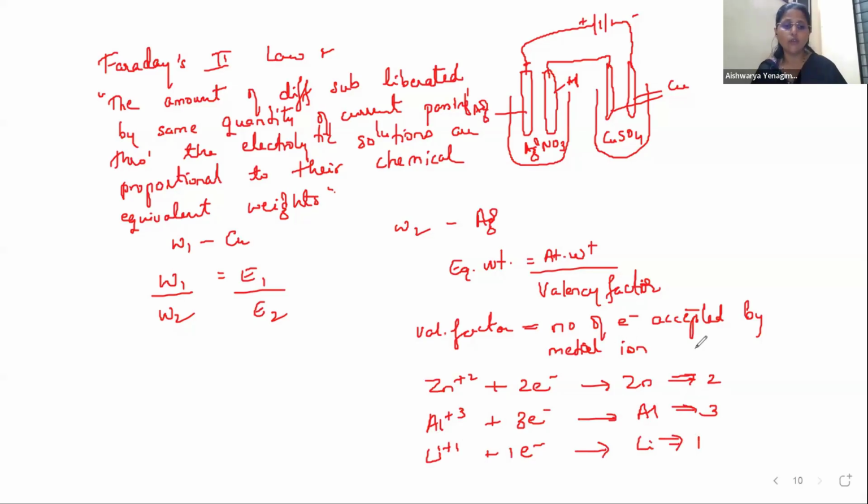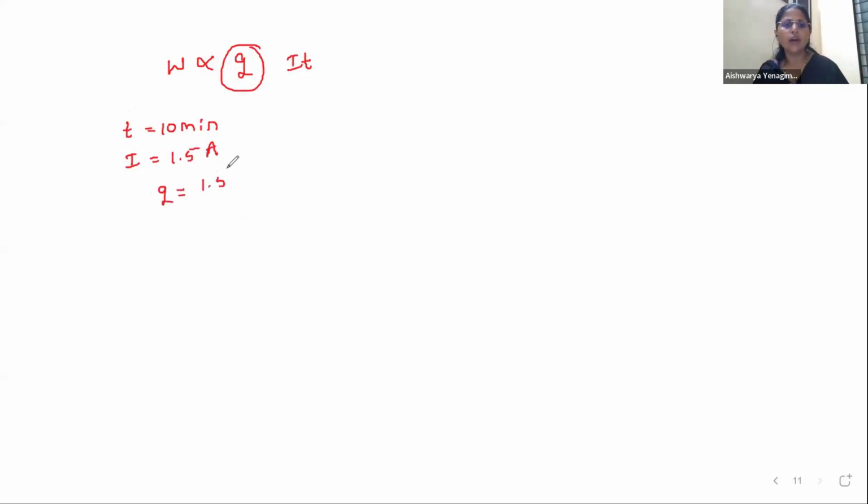Okay. So from Faraday's first law, how much mass gets deposited on cathode? Now I know W is directly proportional to Q. And what is my Q? Q is I into T. So if I give you an example, T is 10 minutes and I is 1.5 ampere. So what will be my Q? Q will be 1.5 into 10 minutes, which has to be converted to seconds. So 10 into 60, that is equal to 600 seconds. So into 600, how much will I get? I'll get 900 coulombs.